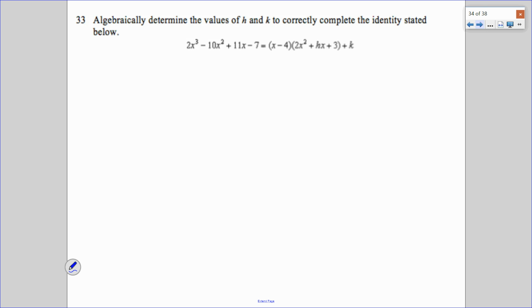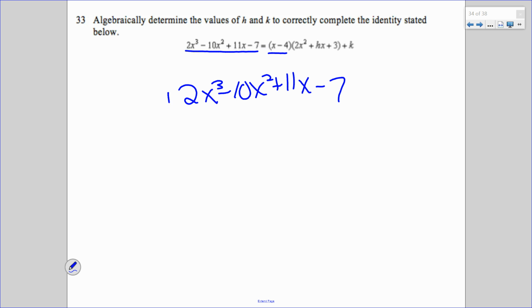There are a couple different ways to do 33. It looks kind of scary. What I see here is that I divided by x minus 4. So that's what I did. I started with 2x to the third minus 10x squared plus 11x minus 7, divided by x minus 4.